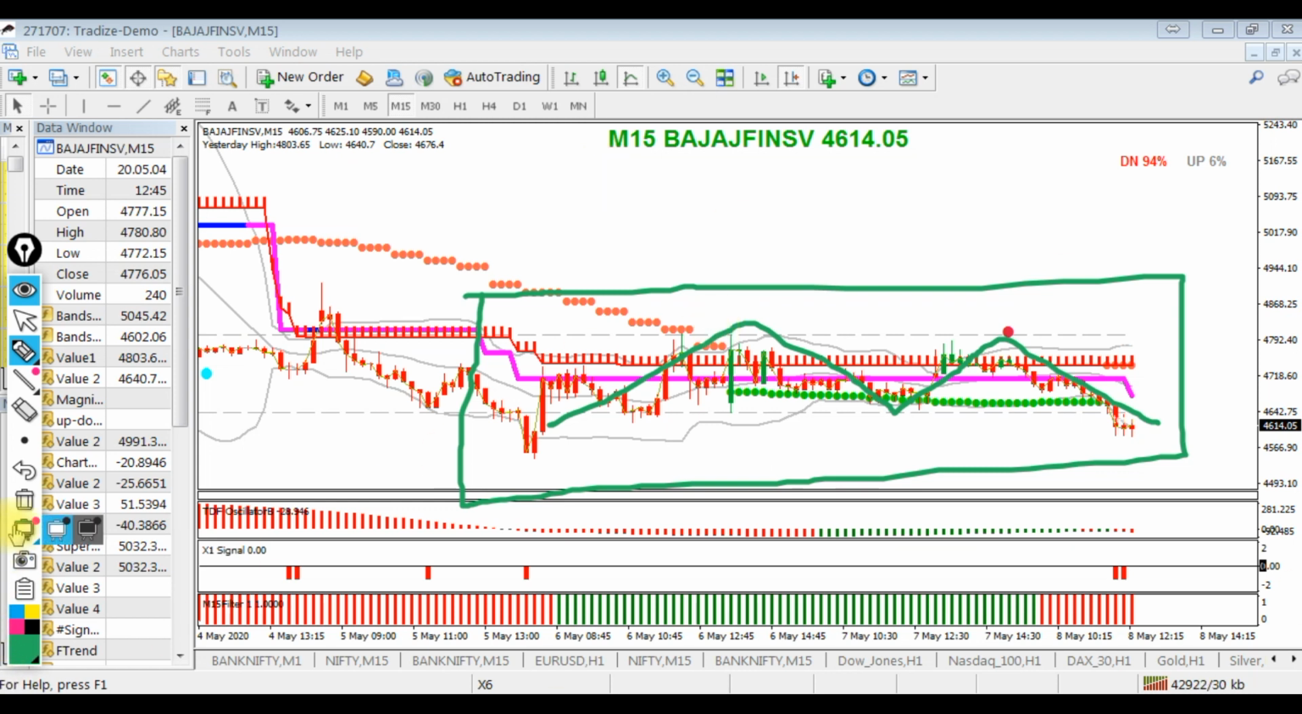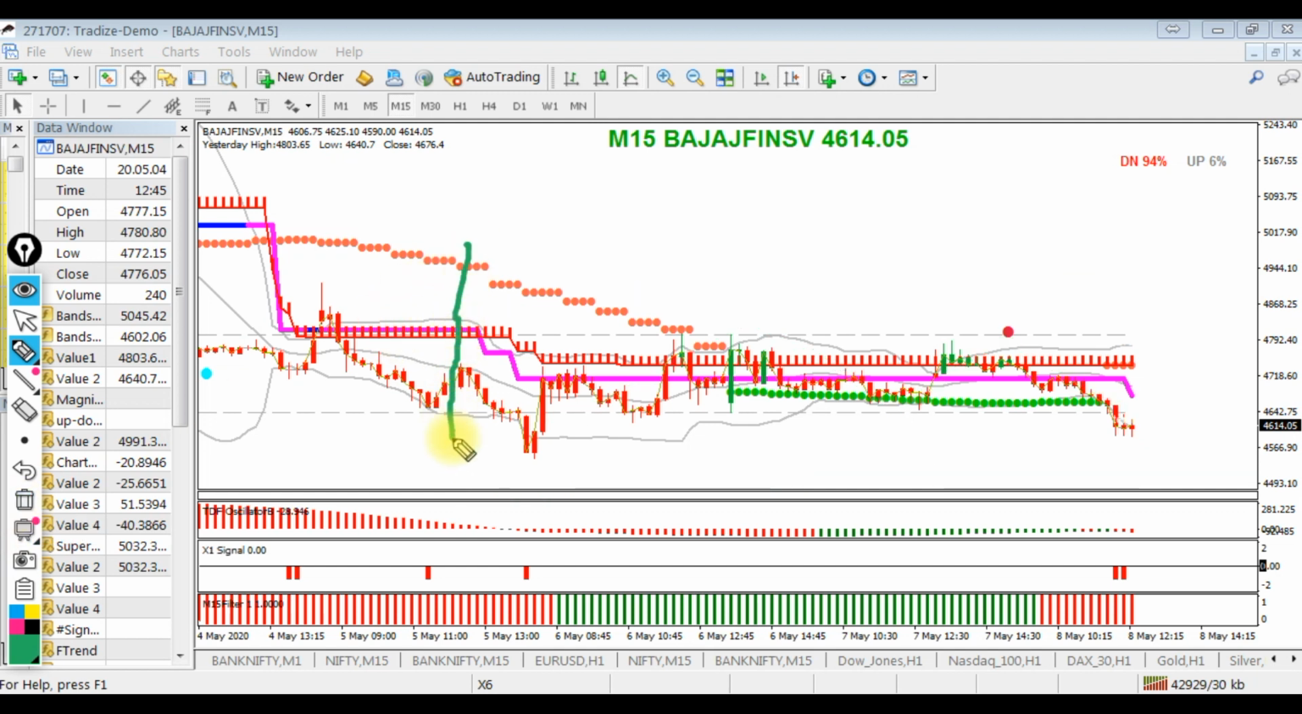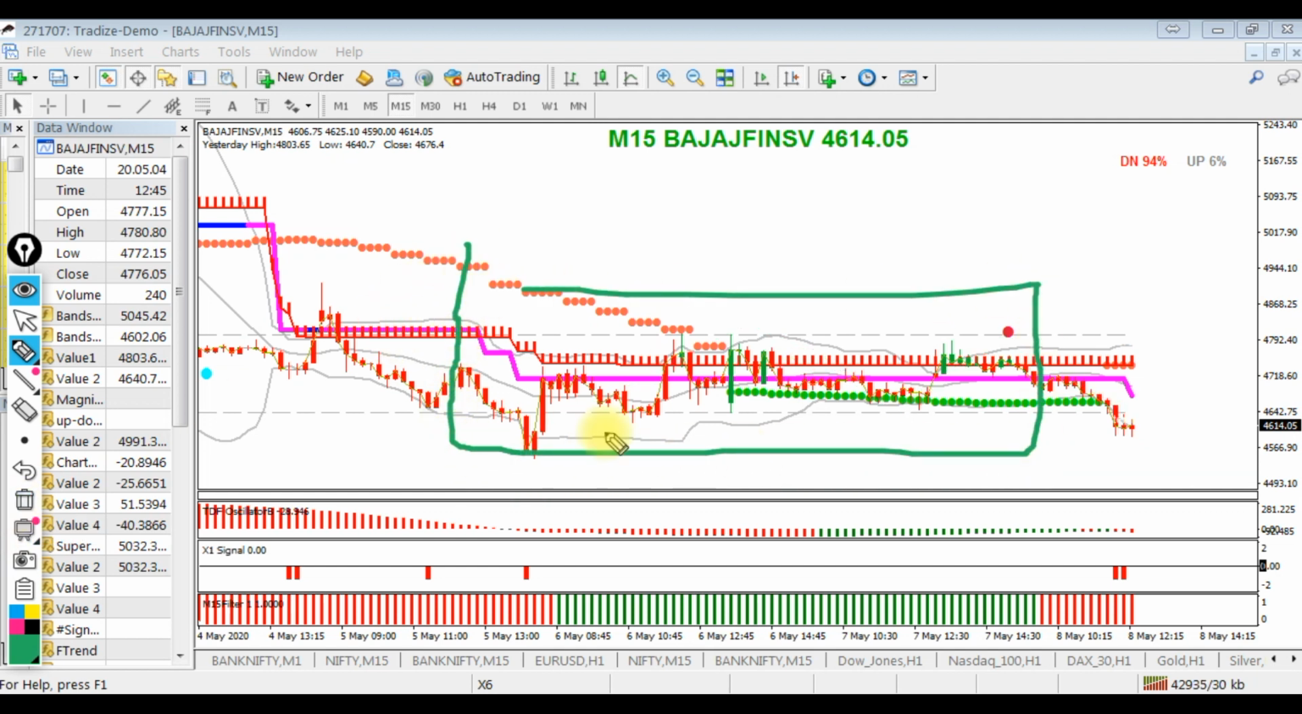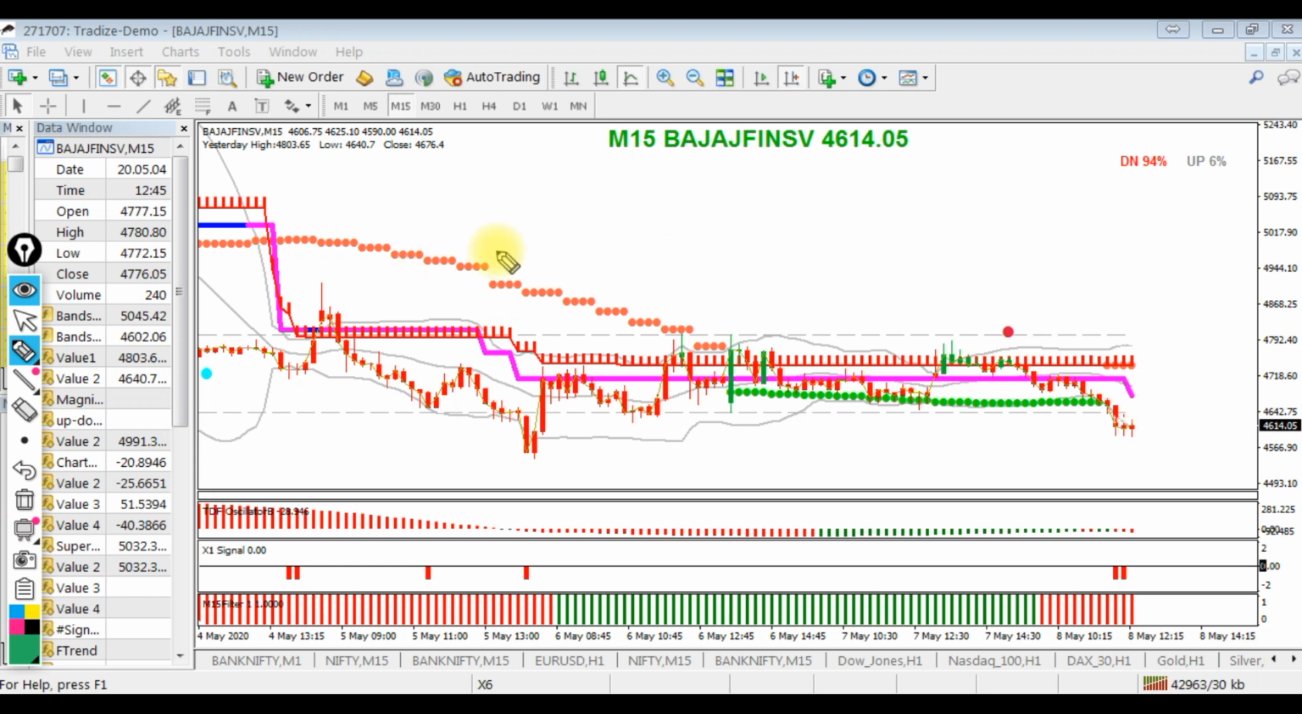And this is one more example. In this particular consolidation, many people would have lost money by buying and selling, but there is no fake signal here. So if you are using some other software, just try to compare the signals from our system and that system. You will probably get one fake signal here, one or two fake signals here, but there is no fake signal as per ADF X1 system.